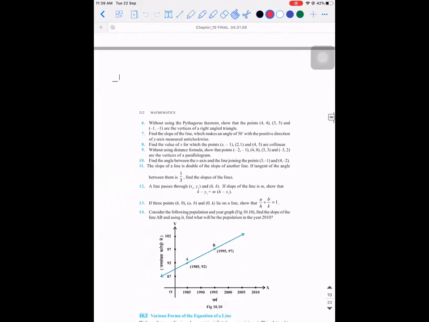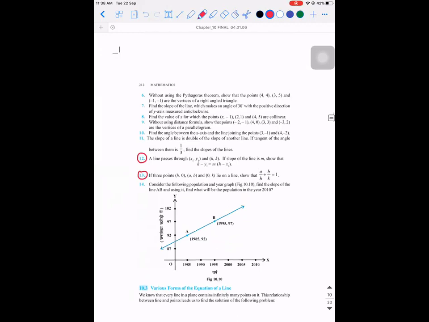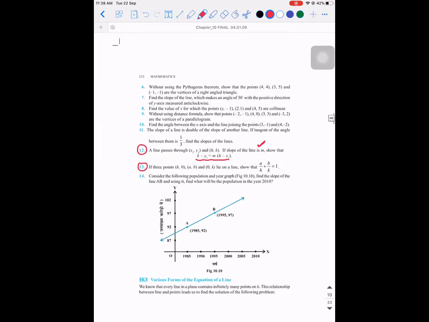See, for example, this problem also you can take. The 12th one, if you take the 12th and the 13th, what is it you're able to observe? So 12th one, you have got an equation in the end, right? Where did you get it from? You got it from the definition of slope. So they are saying a line passes through x1, y1 and h comma k. If the slope of the line is m, then show that k minus y1 is equal to m into h minus x1. What did we do?